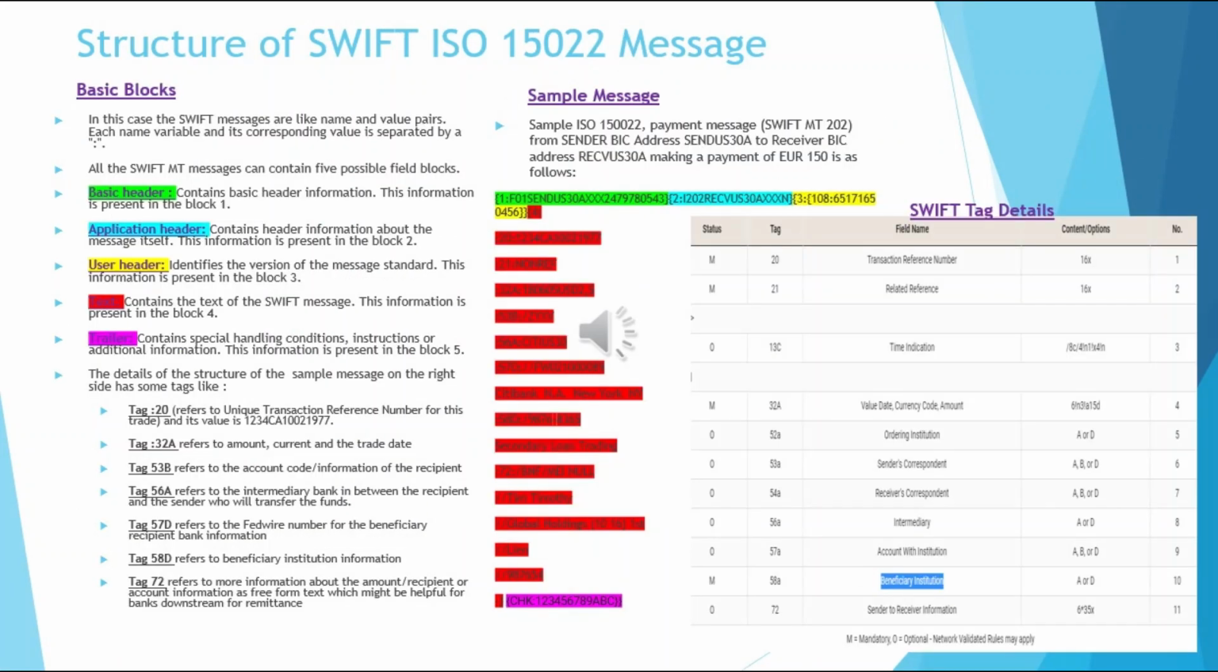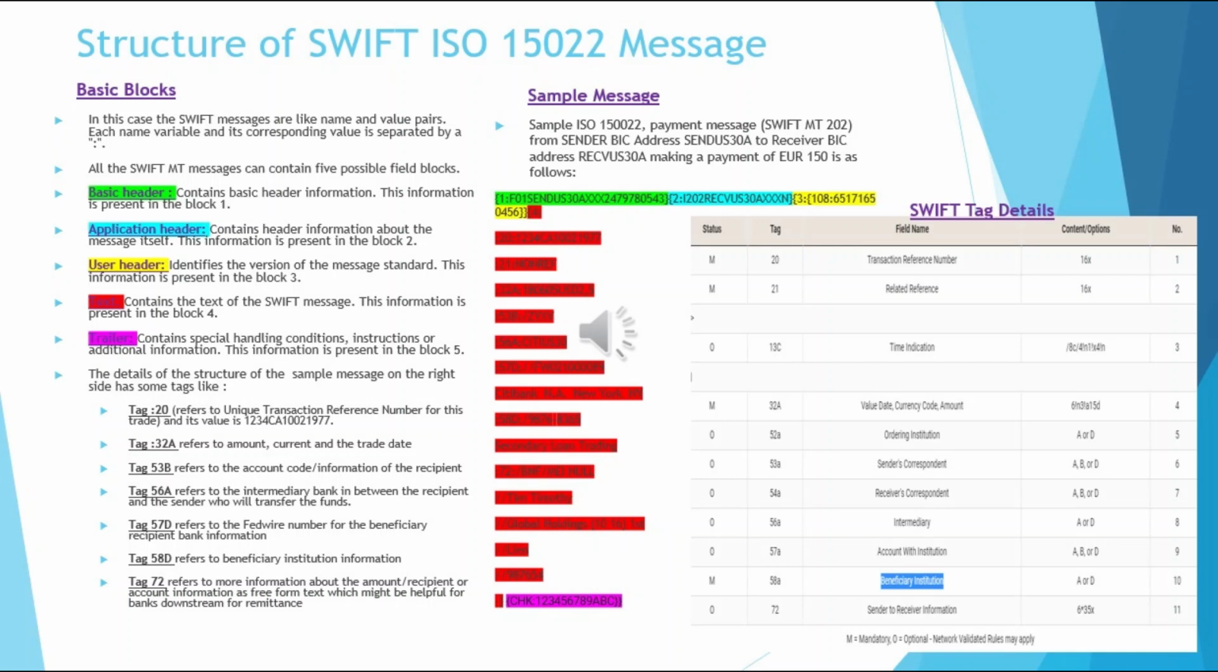Now we'll discuss the structure of the SWIFT ISO 15022 message. It contains basic blocks divided into the following parts. It has a basic header, which is highlighted in light green color. This first block mentions the BIC code of the sender institution, which is mentioned as SENDUS.